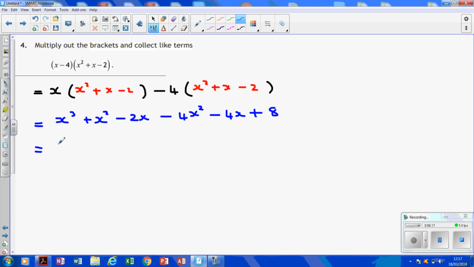Now we'll gather like terms. The first term will always stay the same, and that last term will always stay the same, and we'll have to gather up the middle ones. So if we look at the x squareds, we've got 1x squared there, and I'm taking away 4, which is minus 3x squared. And in this one I've got minus 2, and I'm taking away another 4, which is minus 6x, and we've got the plus 8 stuck at the end. Now those questions are easy for you to get marks. Make sure you check every single step.